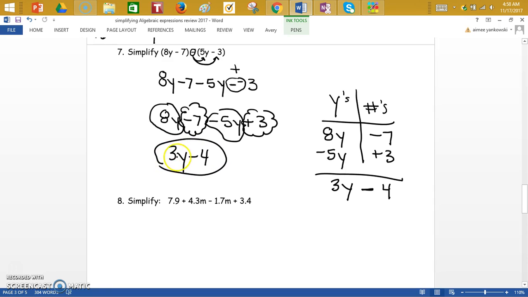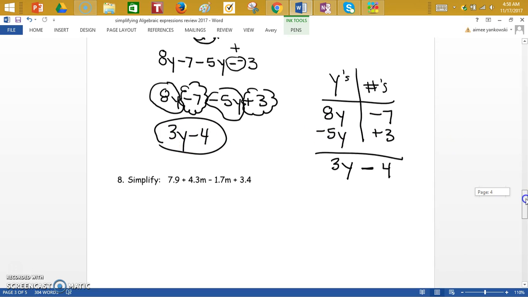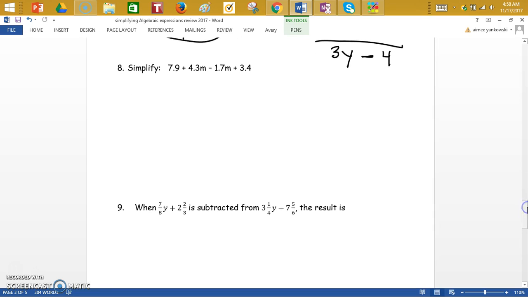Those are not like terms. You can't combine y's with constants. So that's your answer in simplest form. Let's try number 8.